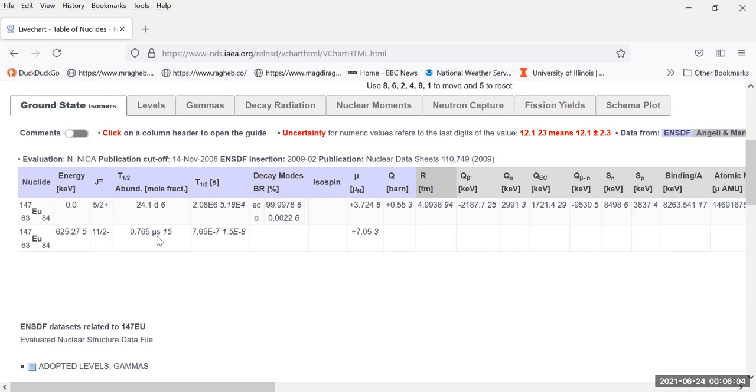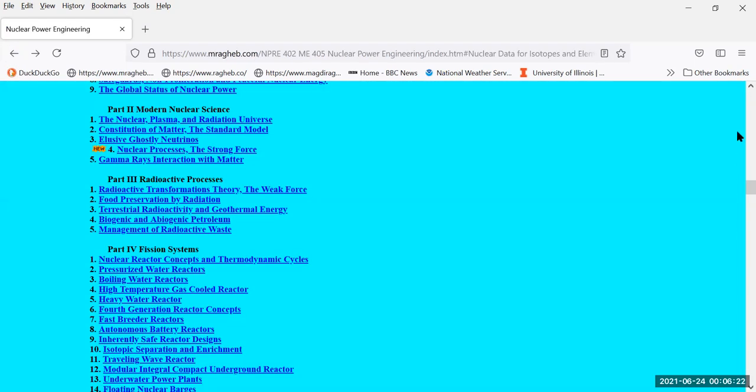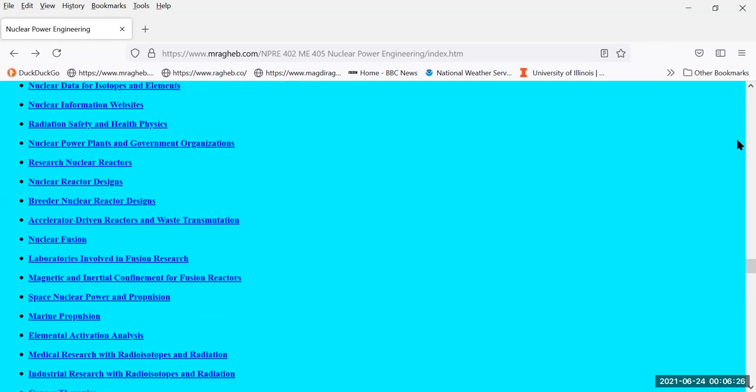Mu here stands for micro. There are lots of isotopes, and that's where you can get the half-life. You may find that the half-lives range from what we have seen just a second ago, microseconds, all the way to billions of years.